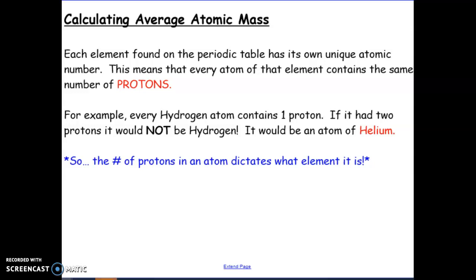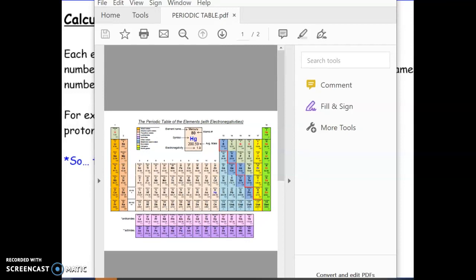Okay, so the next part that we're going to look at, that I've included with the nuclear reaction lesson because it has to do with isotopes, and that's kind of where we introduce the idea of isotopes, is calculating the average atomic mass. So we know that when you're looking at the periodic table, each element has a unique atomic number, right? So let me just bring this in here.